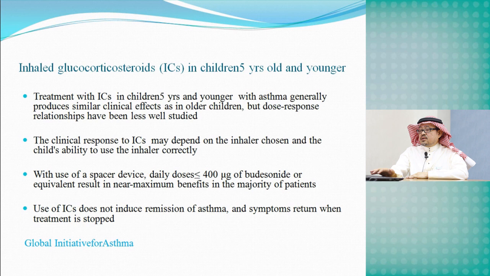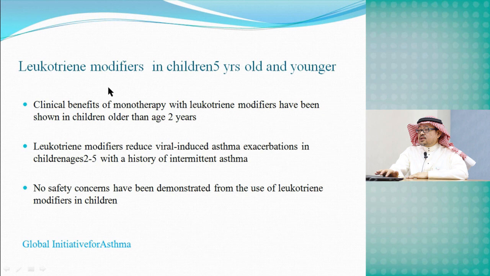The leukotriene modifier in children 5 years old and younger: the clinical benefit of the monotherapy with the leukotriene modifier has been shown in children older than age 2 years. The leukotriene modifiers reduce viral-induced asthma exacerbations in children 2 to 5 years with a history of intermittent asthma. No safety concerns have been demonstrated from the use of the leukotriene modifier in children.